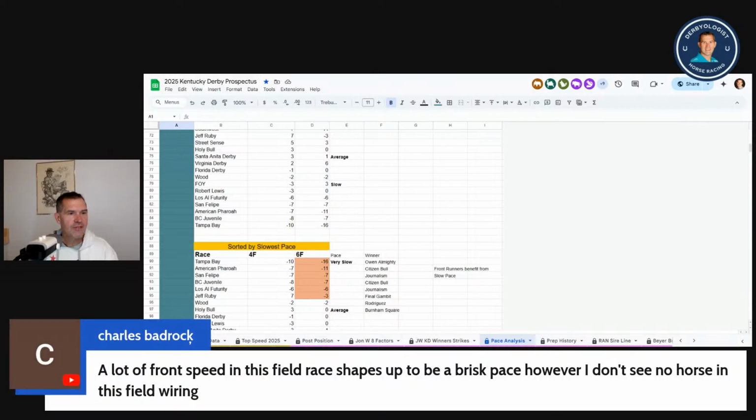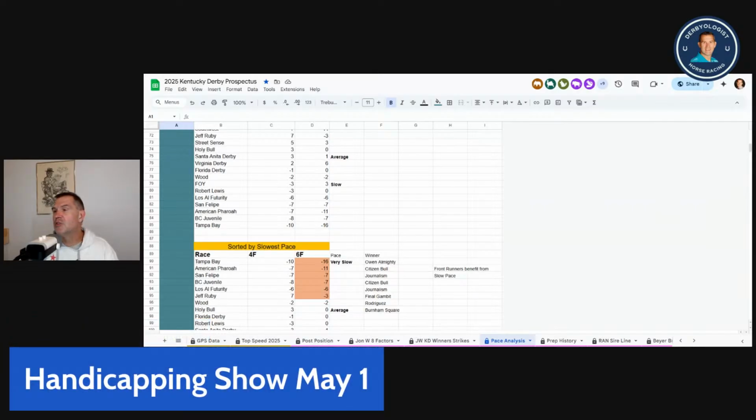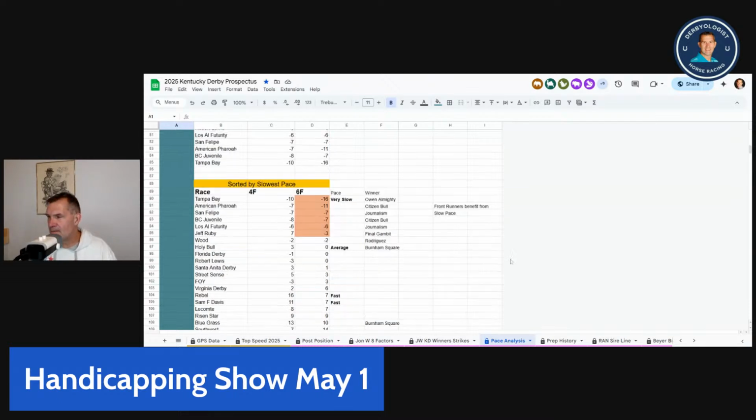Charles says a lot of front speed in this field, race shapes up to be a brisk pace. Rodriguez, I think, is going to have the lead, but Citizen Bull with the blinkers, those two may get in a duel. I don't think East Avenue is going to be sent in this race like he was sent the last time, but it's possible.